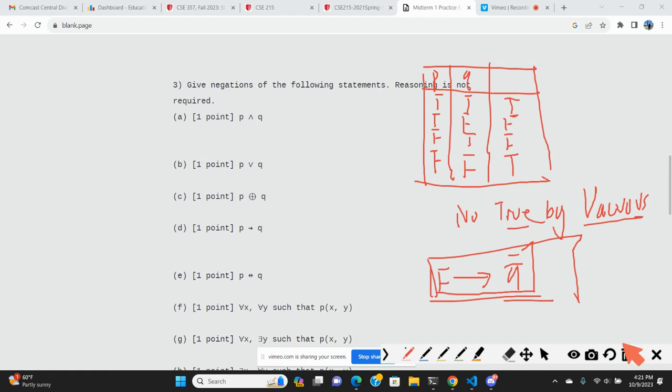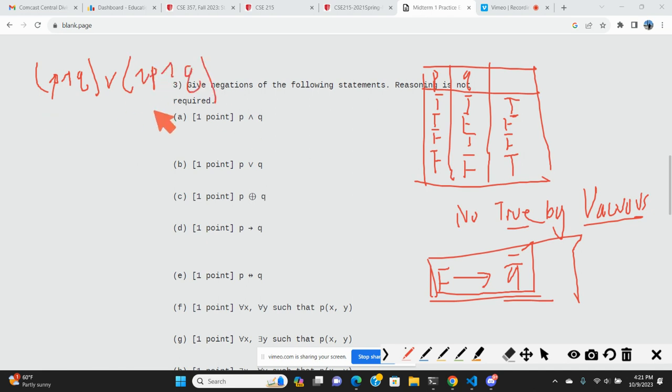So once again, we can aim to translate this into and/or statements so that we can utilize De Morgan's laws. The only two possibilities in which this is true are if either both are true or both are not true. So we can rewrite this as follows: either P and Q, or not P and not Q.